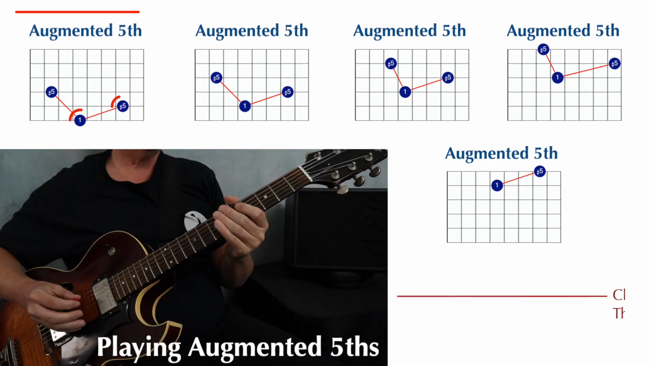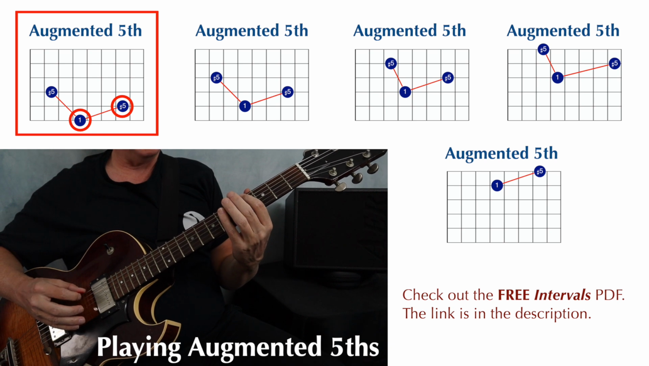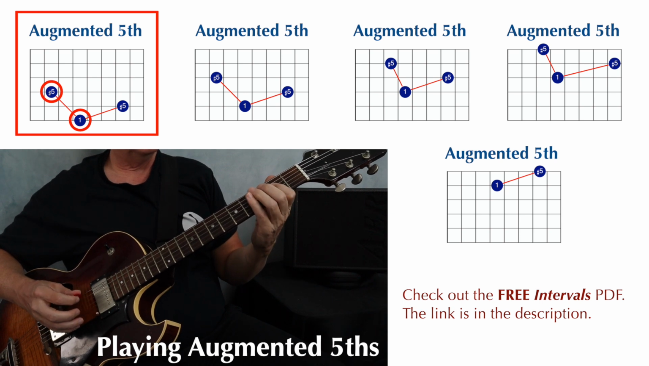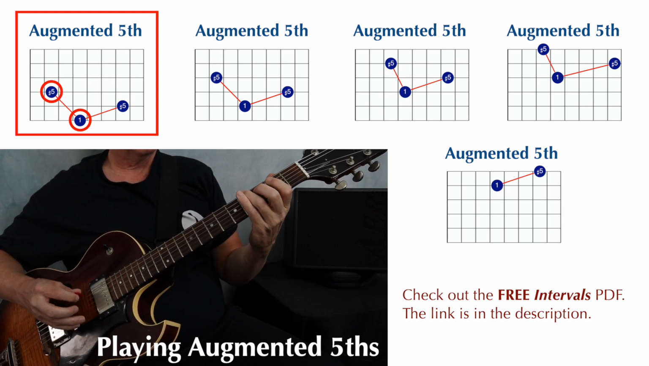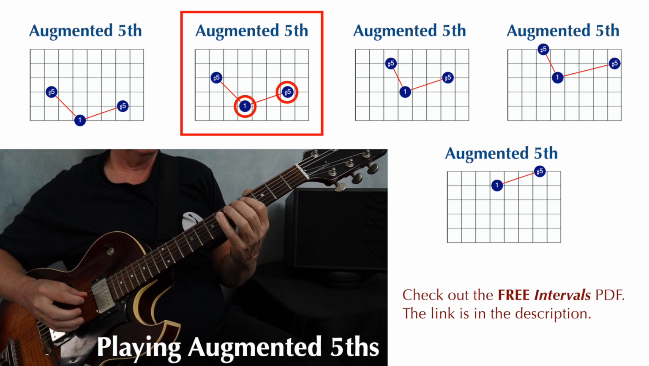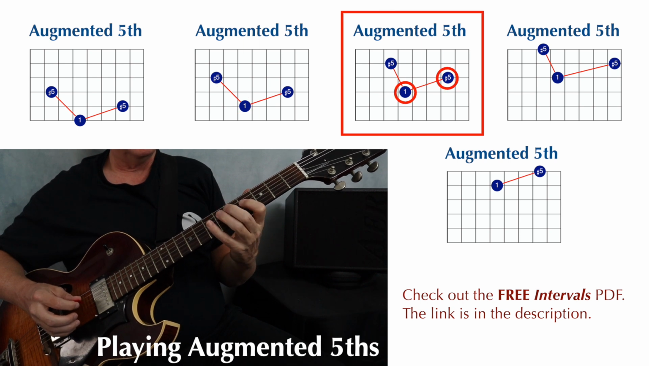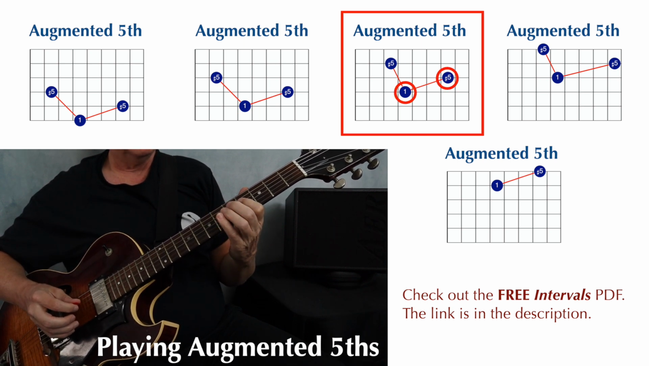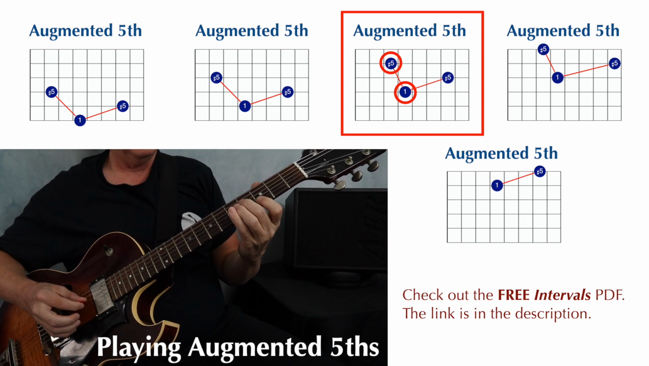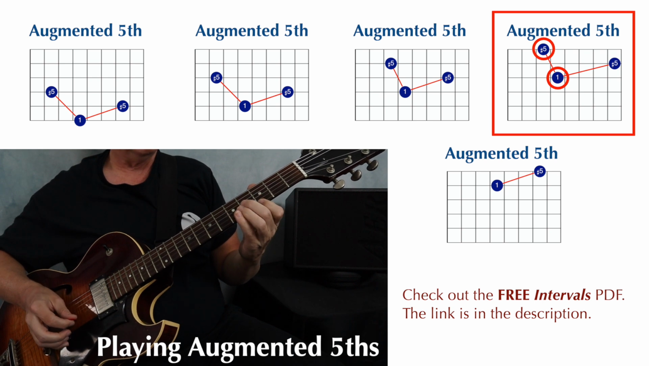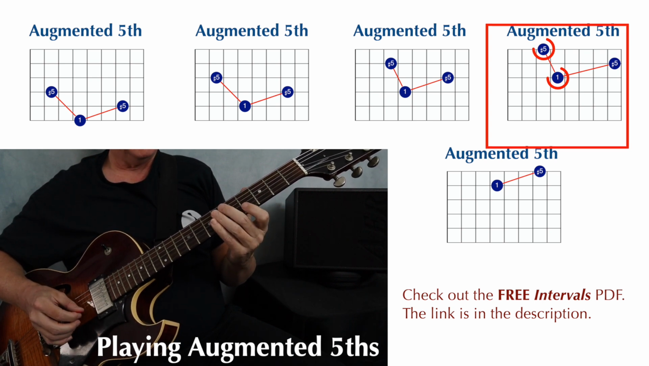And augmented fifths. Here's an augmented fifth moving between strings 6 and 5, and 6 and 4, 5 and 4, 5 and 3, 4 and 3, 4 and 2, 3 and 2, 3 and 1, and 2 and 1.